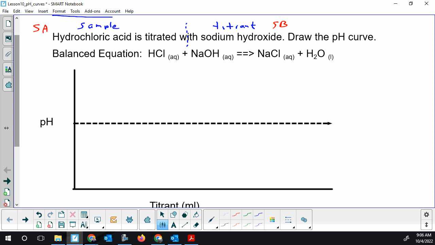So I have the balanced double replacement type acid-base reaction. The H and the OH make our water. If you end up with a diprotic species, you end up making two waters. And the sodium and the chloride, a +1 and a -1, we get our salt.